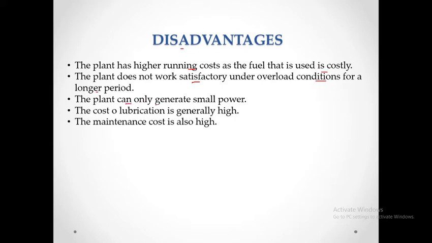Then the plant can only generate small power, so its power generation will be limited, that is up to 2 megawatt to 50 megawatt. Then the cost of lubrication is high. Whatever lubrication is required will be very high. And again, time-to-time maintenance has to be done here, so the maintenance cost is also very high. So for the diesel power plant, we have seen some advantages and also some disadvantages.